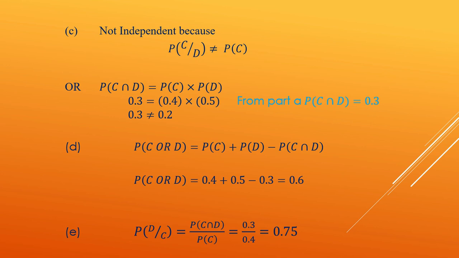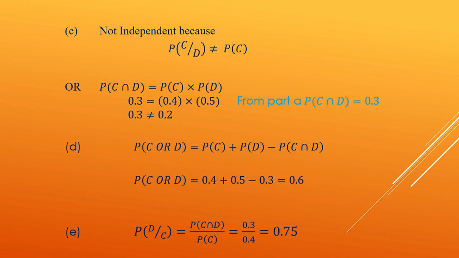Now to find part D. In part D, probability of C or D equals probability of C plus probability of D minus probability of C intersection D. Here we apply the not mutually exclusive rule. Now we simply put in the values: 0.4 plus 0.5 minus 0.3, and the answer is 0.6.